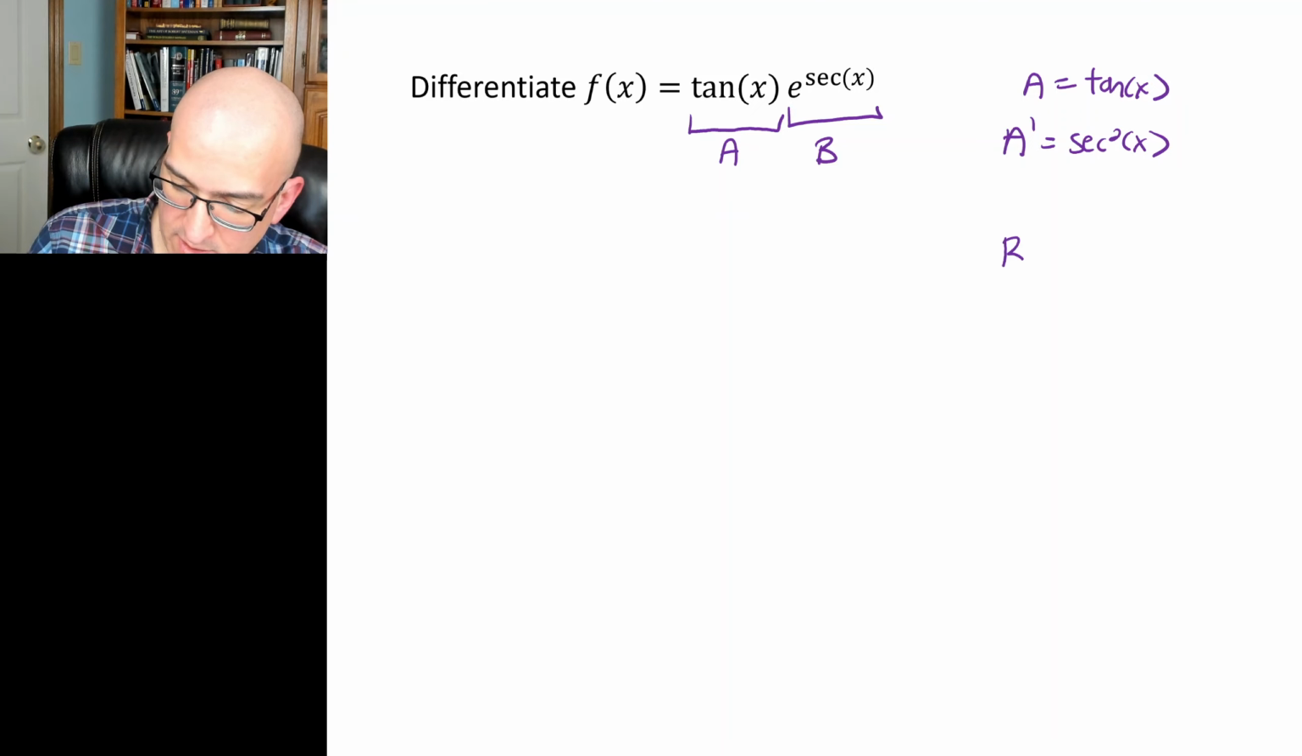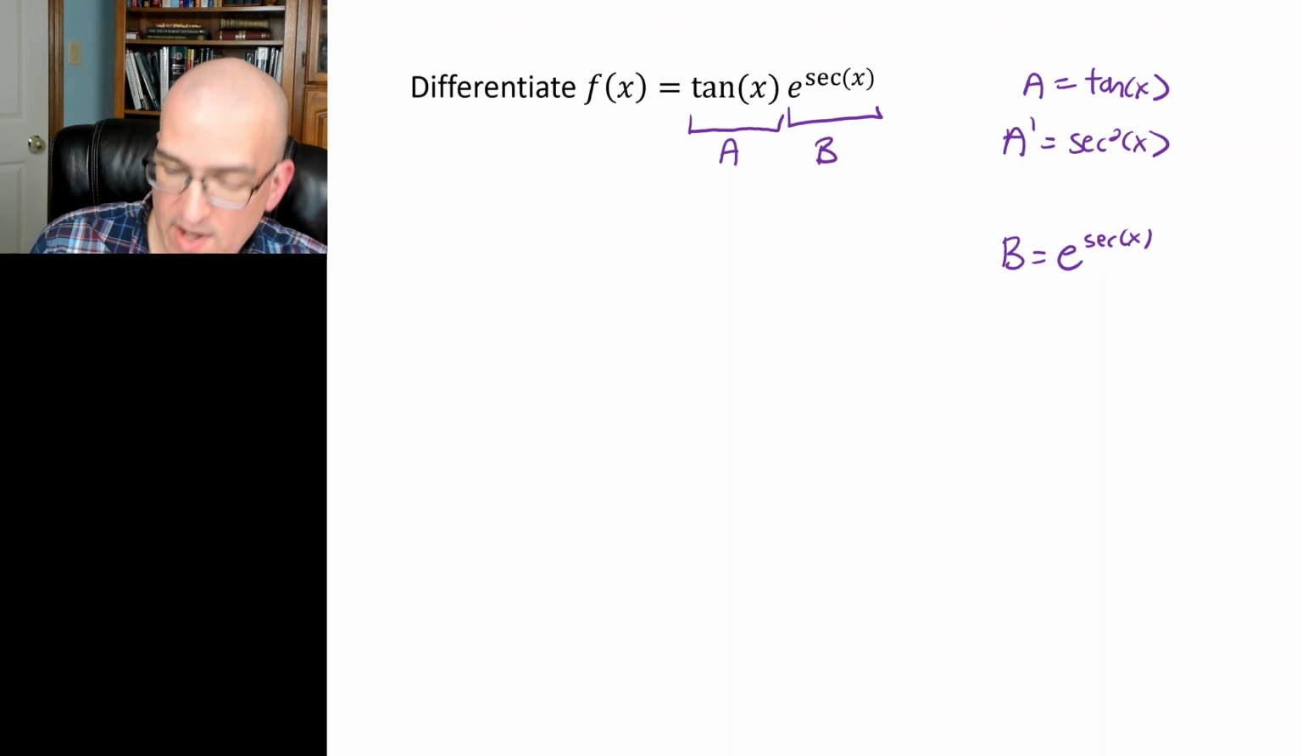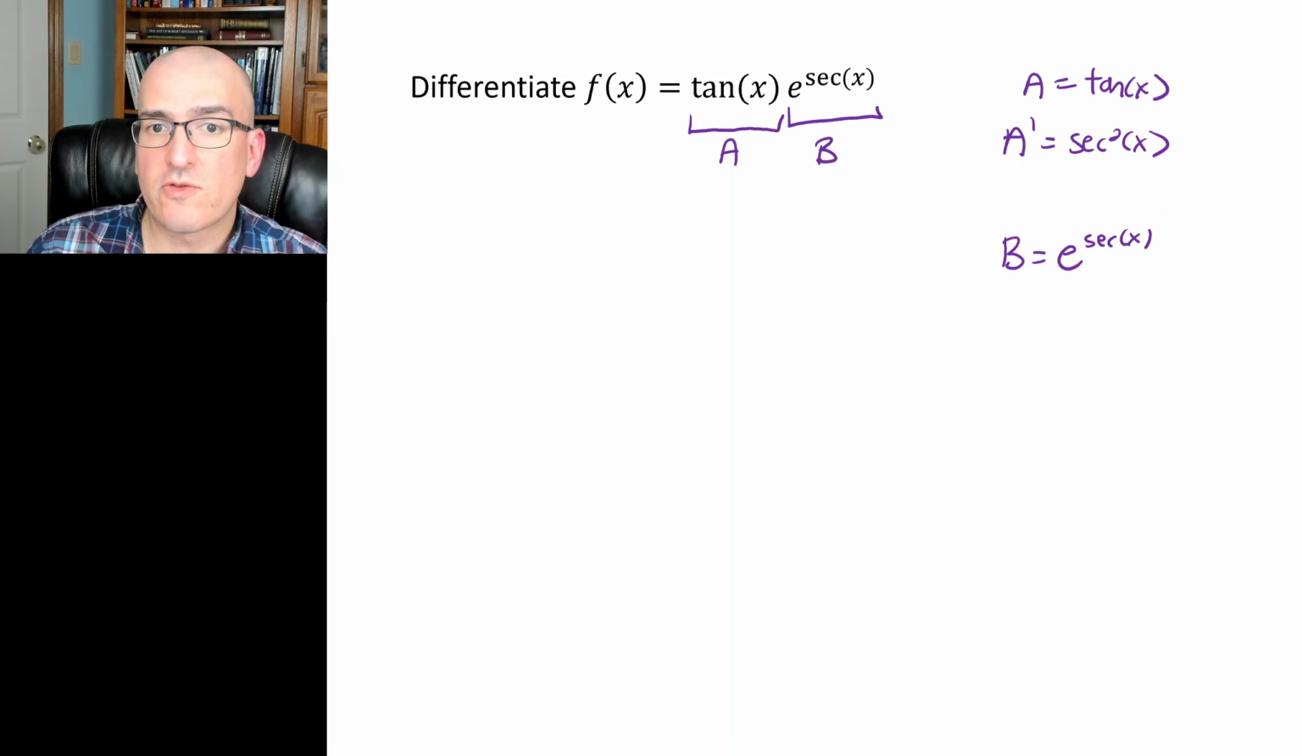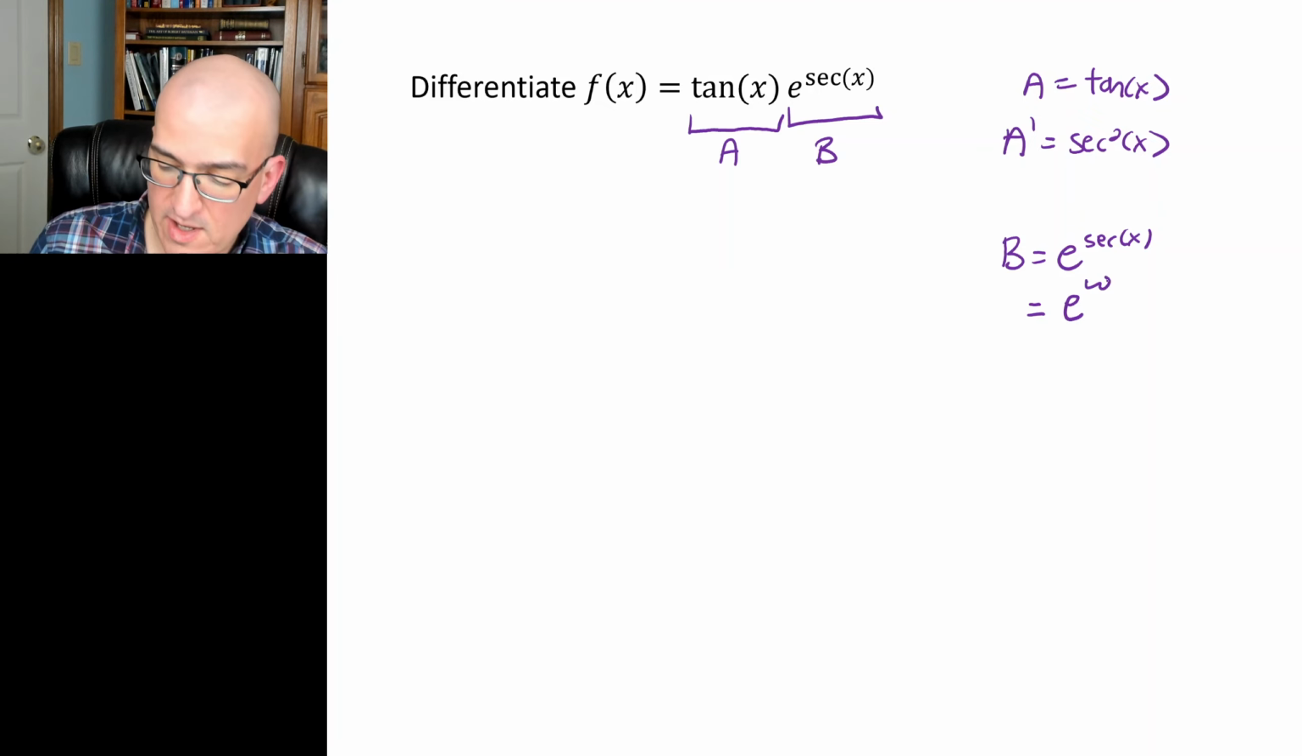B is e to the power of secant of x. Now how do we take that derivative? Make it look the way that allows us to use our old formulas. This is e to the power of function. We'll just call that function w. How do we take the derivative of e to the w?